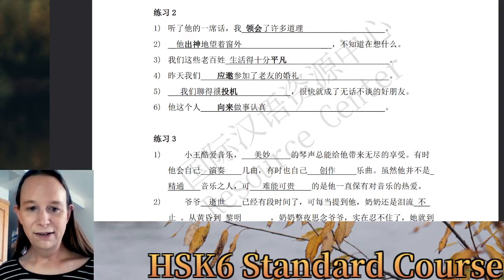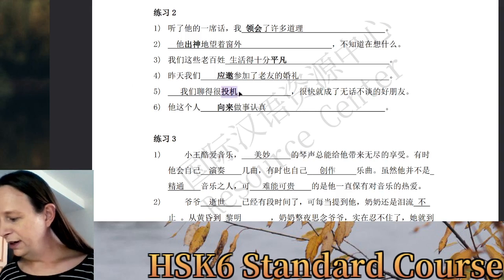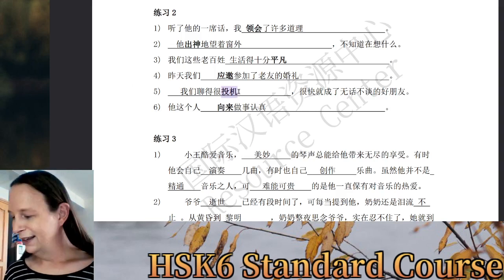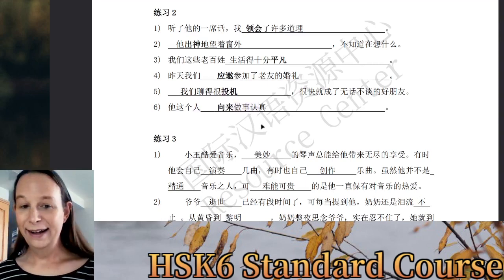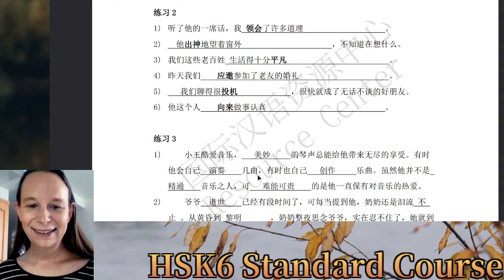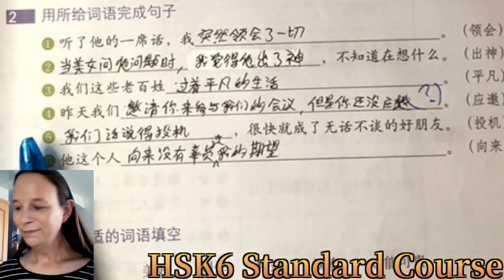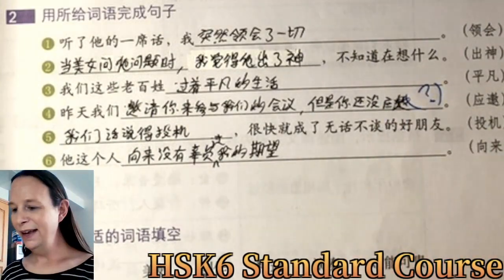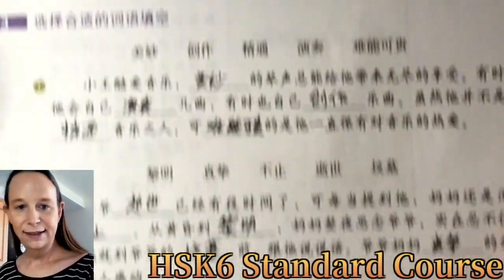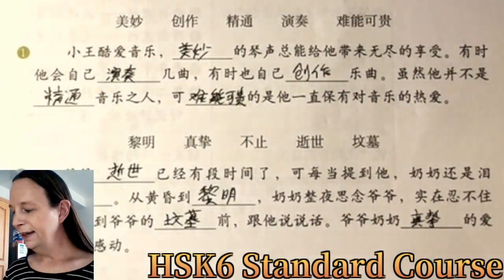Okay, 我们聊得很投机. Yeah, what did I say? 我们话说得很投机. Yeah, close enough. 他这个人向来做事认真. All right. 很简单. So this one's the one I feel uncomfortable about. All right, what's next?